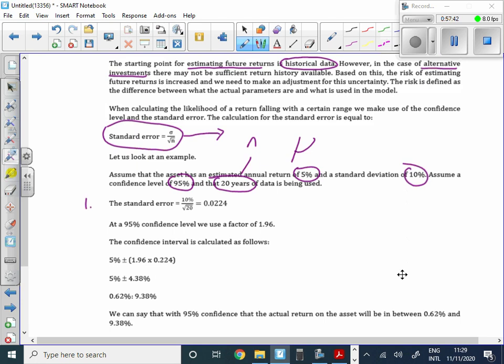Step 1 is you calculate your standard error, which is 10%, the standard deviation, over the root of 20, which is the root of the sample size. And here's my standard error, 0.0224. At a 95% level of confidence, we use a factor of 1.96, and that's of course the Z. If you go look at the Z table, normal distribution, that's where you would pick that one up from. Okay, and what does that do for me now? What that does for me, with a certain level of confidence, is that I can say to myself, okay, the estimated return was 5%.